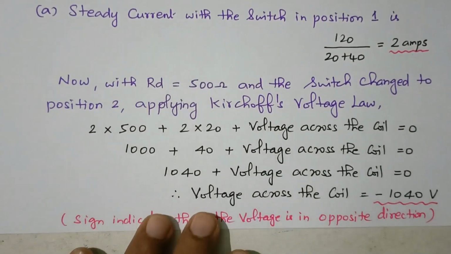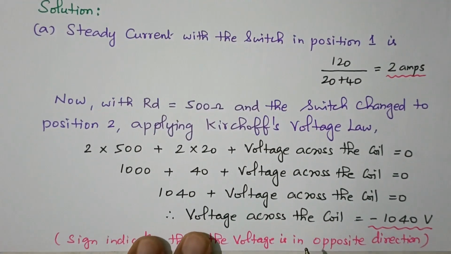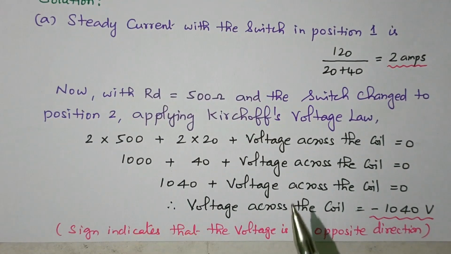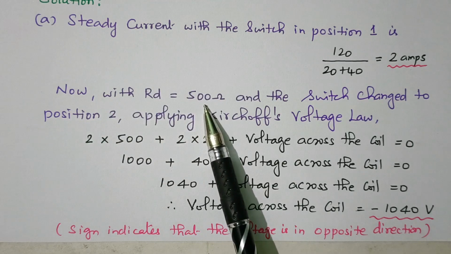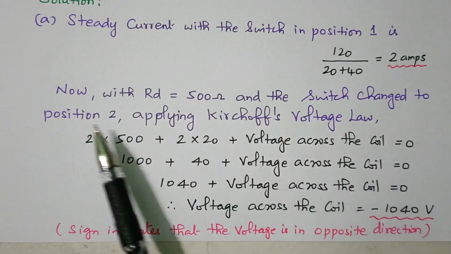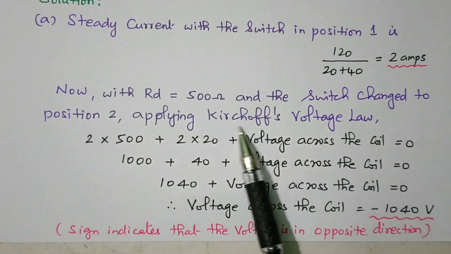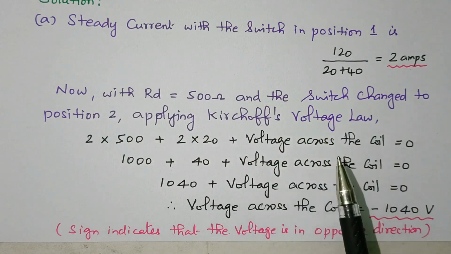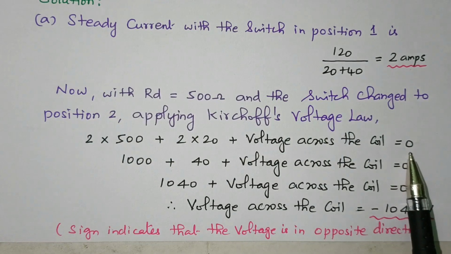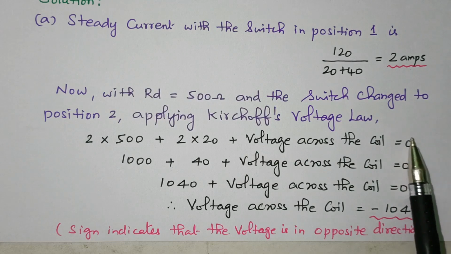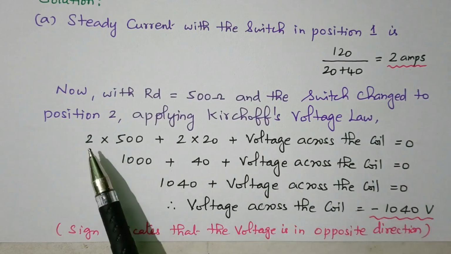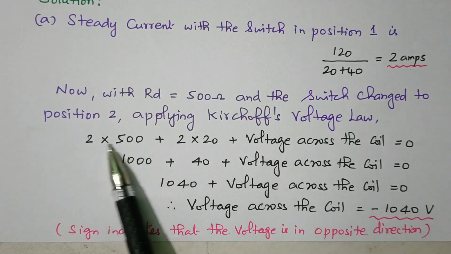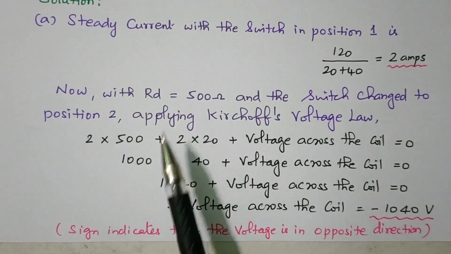So now we will calculate the current. Now we can go for Kirchhoff's voltage law. Now with RD as 500 given in the first division, the switch is changed to position 2. Now we can apply KVL. There is no voltage source, so it is 0. Voltage rise equals voltage drop. Voltage rise is 0. First 2 into 500, RD, 2 into 500.